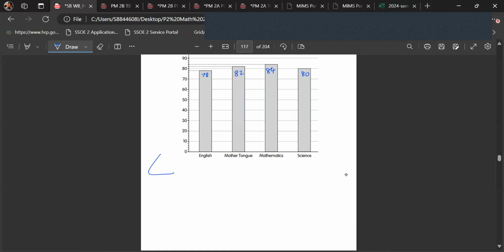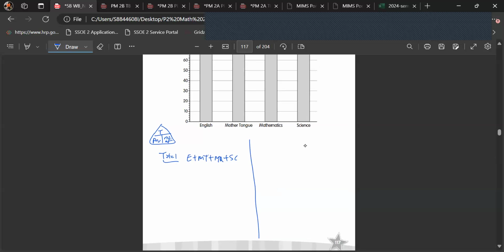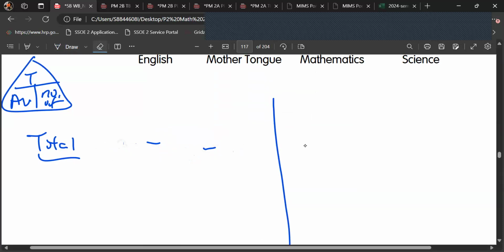The first one we already know, the relationship triangle: total, average, and number of data. In this case, there are four tests. So first thing, I'm going to split it into two methods, one on the left and one on the right. First is to find the total: English plus Maths plus mother tongue plus science. So I'm going to add up the scores.